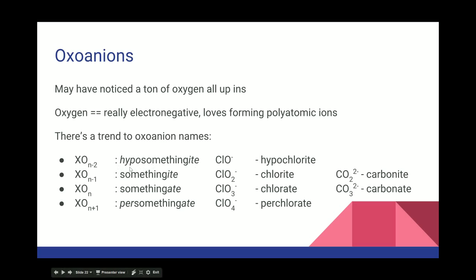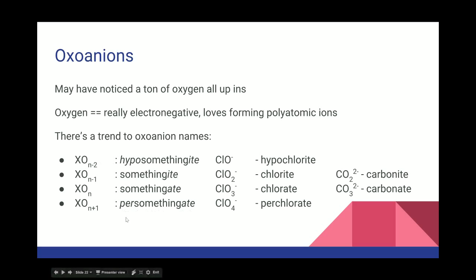Hypo means less. So, for example, you can have a hypothesis. Hypo means weak or lesser. Thesis means statement. So a hypothesis is a weak statement. Hypothermia means that your body temperature is too low. Hypo, weak. Thermia, heat, low heat. So hypo means you have even fewer oxygens. And then per, something ate, when you have an extra oxygen. Per for hyper, similar to hyperthermia, a fever.